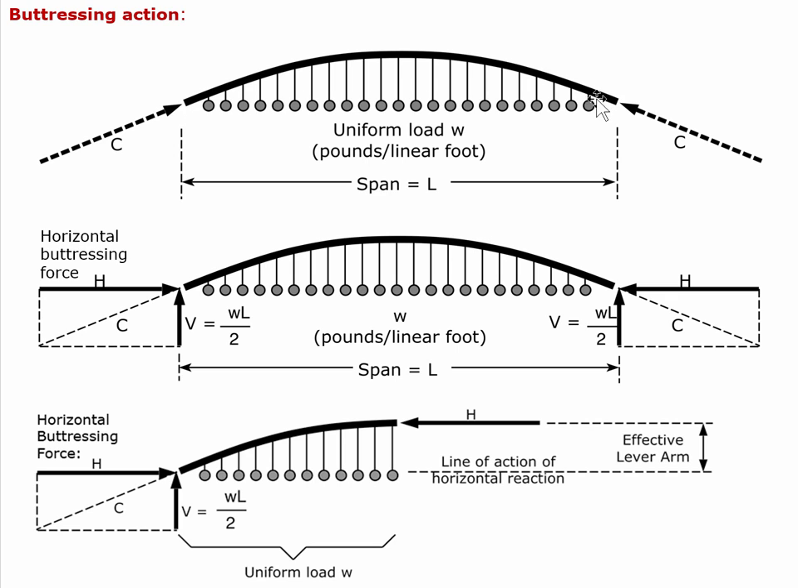So here we have the arch. We need a force which is parallel at this point to the axis of the arch, or in other words, that's tangent to the arch. That force involves a vertical force, which is equal to half of the overall load associated with the arch. So if the load per linear foot is W, the total load over the span L is W times L, and then each of the reactions at each end will be V equals WL over 2. Then that means we need to have a horizontal buttressing force to assure that the resultant force is along the direction of the arch.